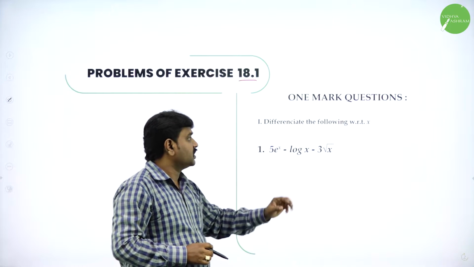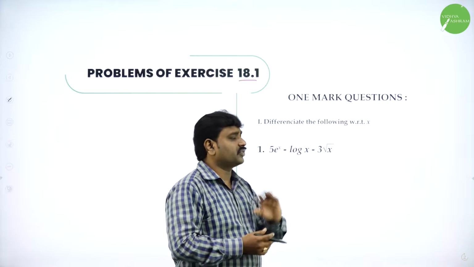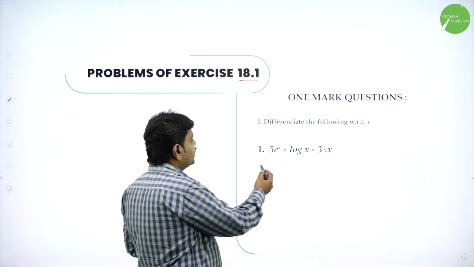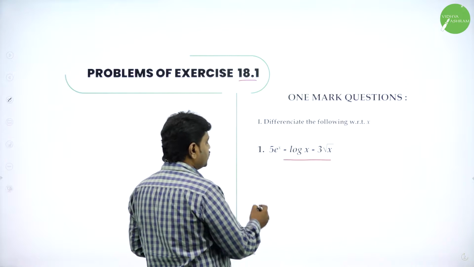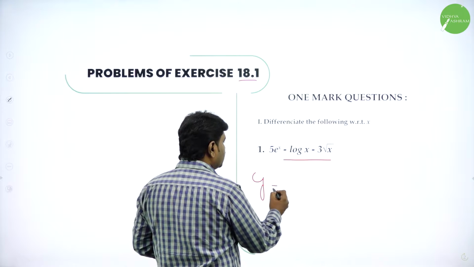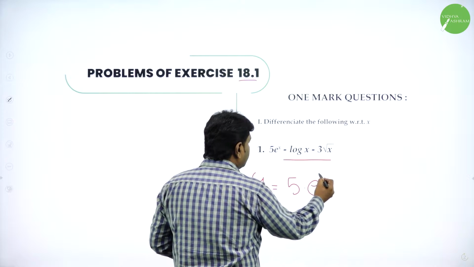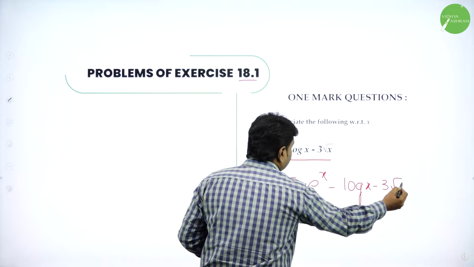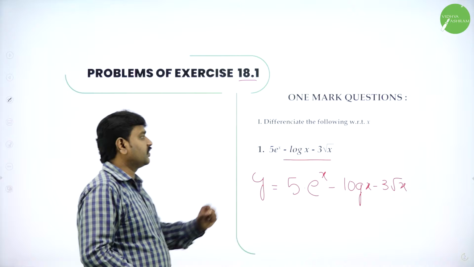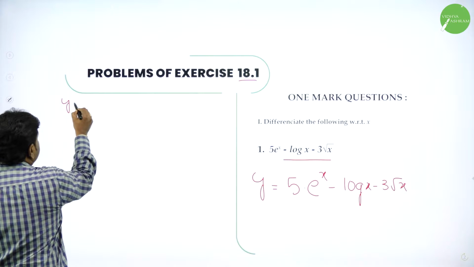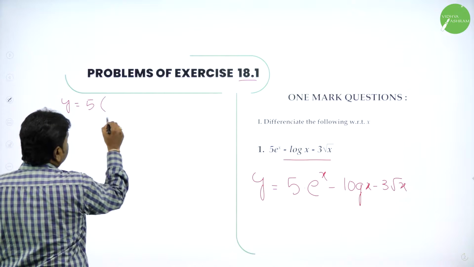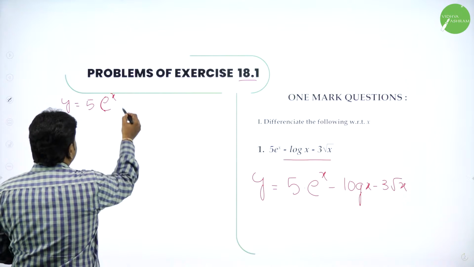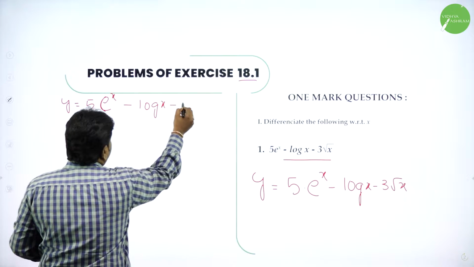So, 1 mark questions. Differentiate the following with respect to x. Differentiate the following with respect to x is the heading. They want you to differentiate this with respect to x. The first question is, whatever they give, take it as y. Y is equal to 5 times e power x minus log x minus 3 root x. This is the function they are asking you to differentiate with respect to x. So take y is equal to what? 5 e power x minus log x minus 3 root x.